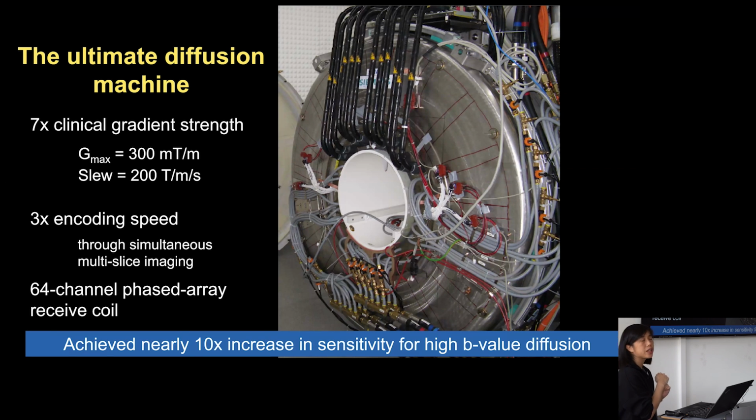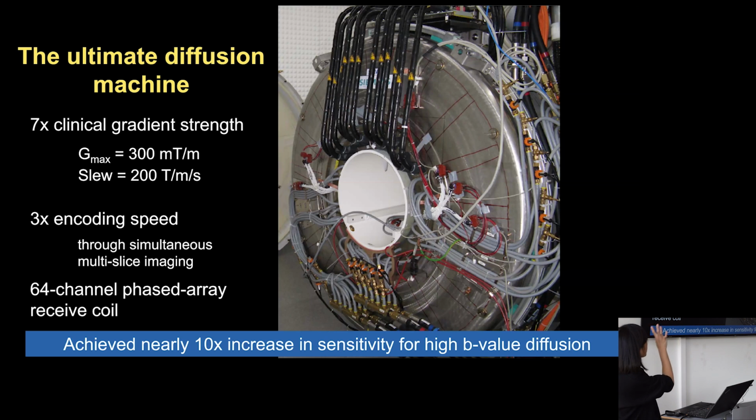This was installed in the MGH in 2011. We partnered with Siemens to build this scanner. And this scanner achieved a maximum gradient strength up to 300 millitesla per meter, which was the strongest gradient that had ever been built for a human MRI scanner at that point, about 7 times the clinical gradient strength.